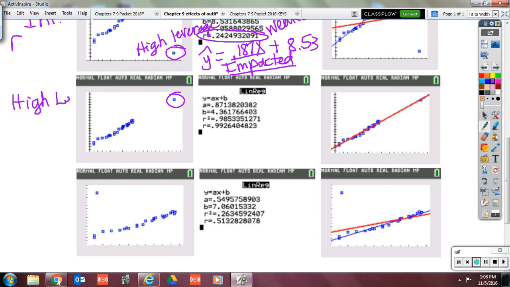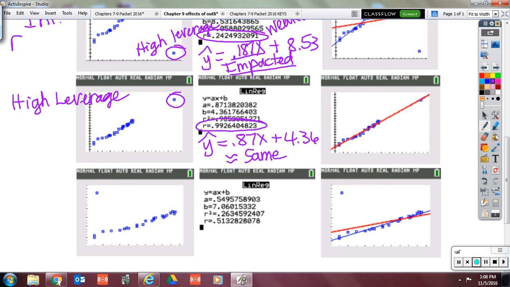It is far out in the x direction, far out. So yeah, it's got high leverage. Okay, so let's look at our equation of the line. The predicted y is 0.87x plus 4.36. So did it affect the equation of the line much? No, that is about the same.